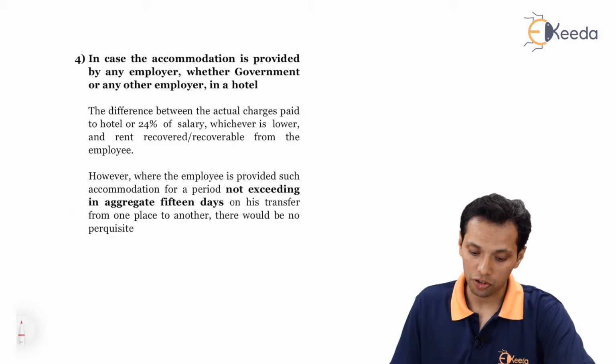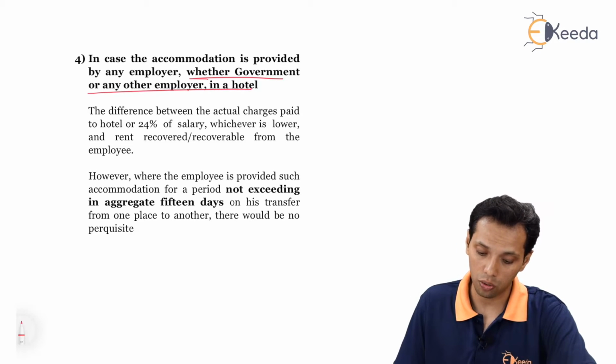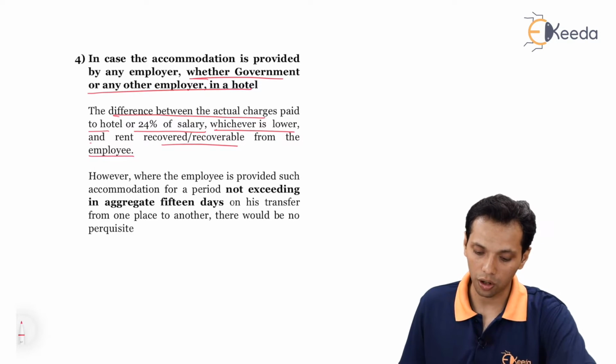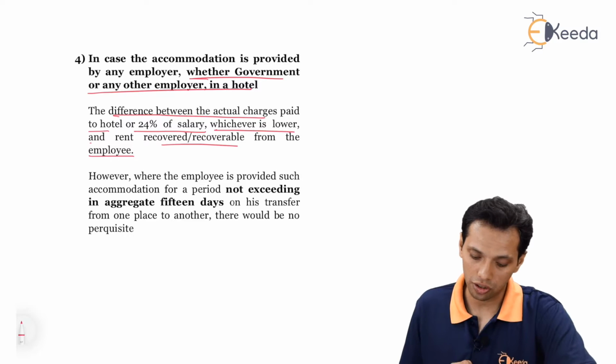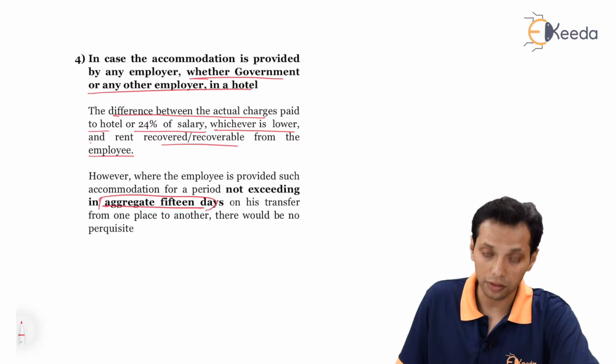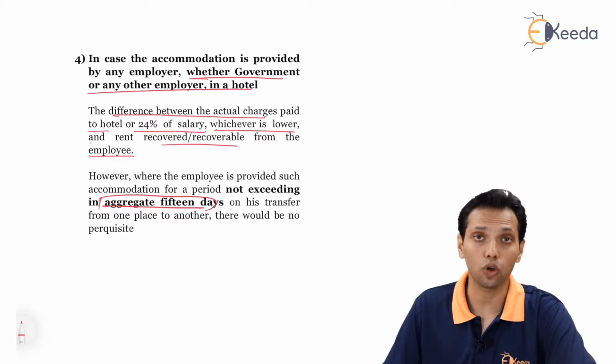In case accommodation is provided by any employer, whether government or any other employer, in a hotel, again the difference between the actual charges paid to the hotel or 24% of salary, whichever is lower, and rent recoverable from the employee is the concession in the rent. However, again the exception of 15 days will chip in, which is very much applicable in this case also.